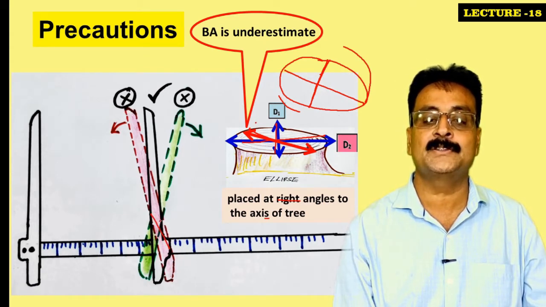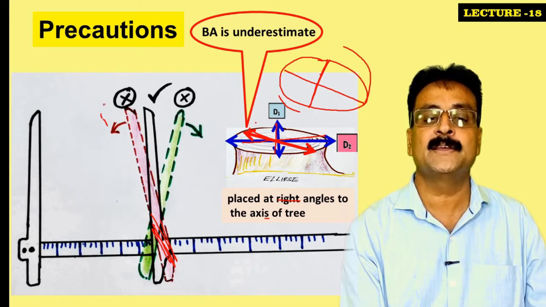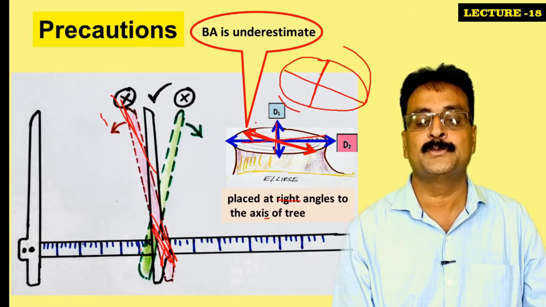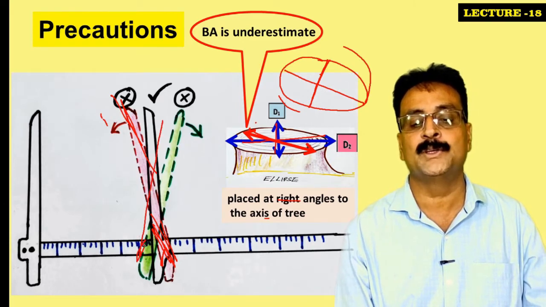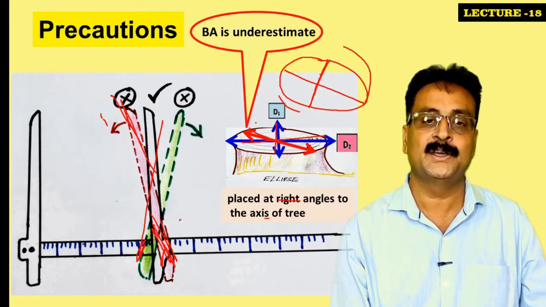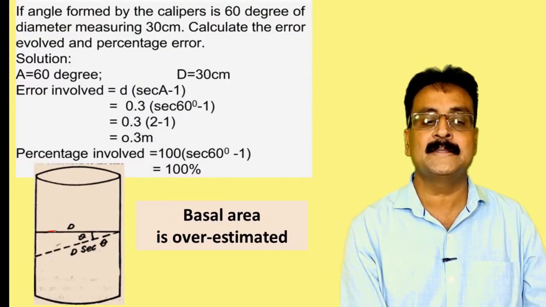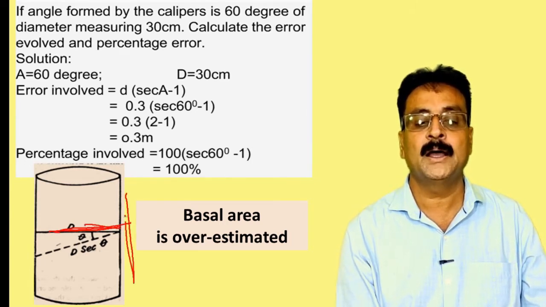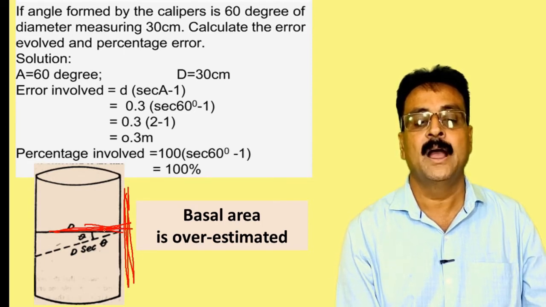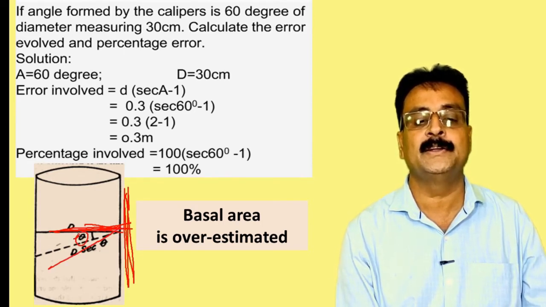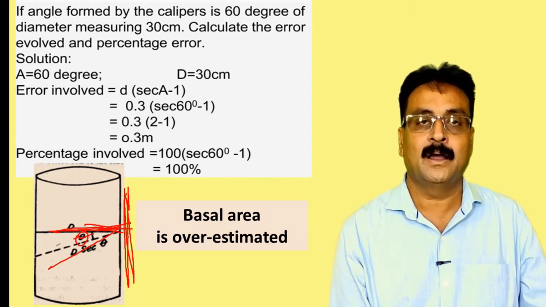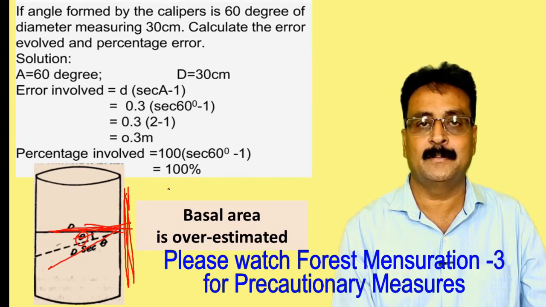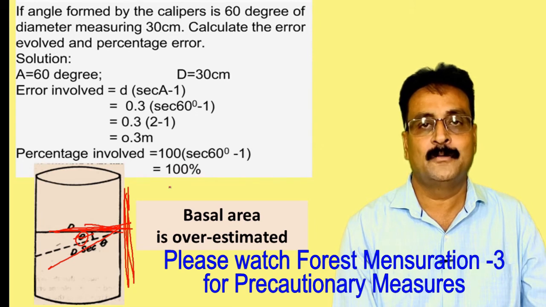Secondly, the arms sometimes get displaced. If it is displaced inside, we get an overestimate, and if it is displaced outside and the scale goes inside, it is an underestimate. This has to be taken care of. Not only this, when we place the caliper on a tree, it should be at right angle to the axis of the tree. Otherwise, if it is tilted to an angle theta, again we'll get an overestimate.